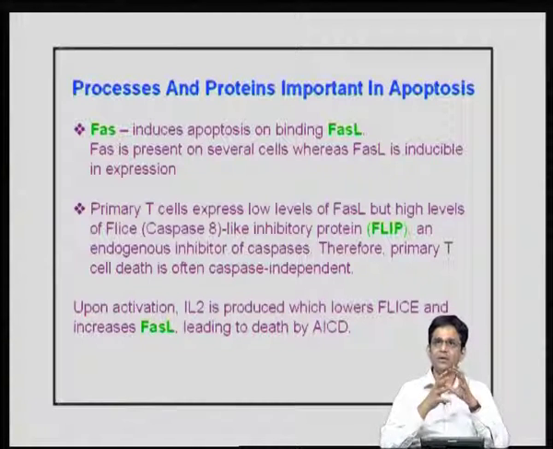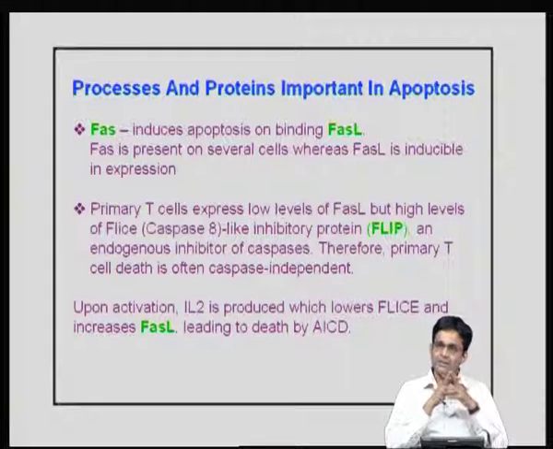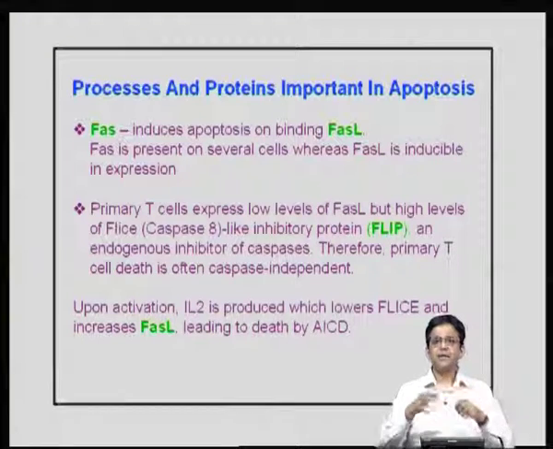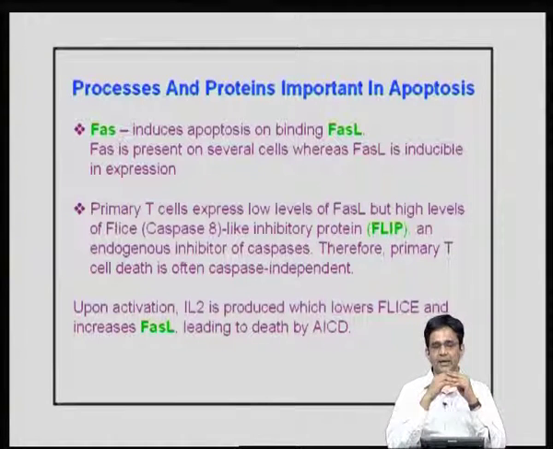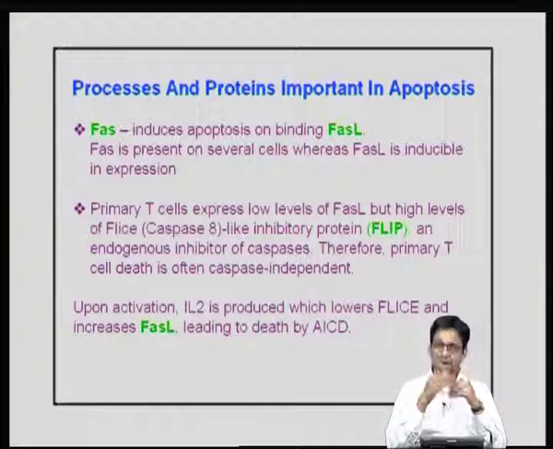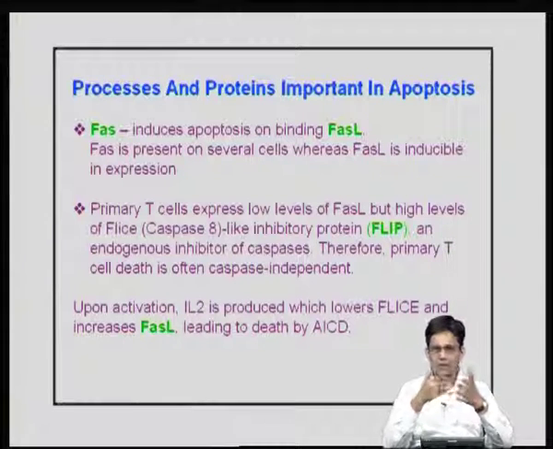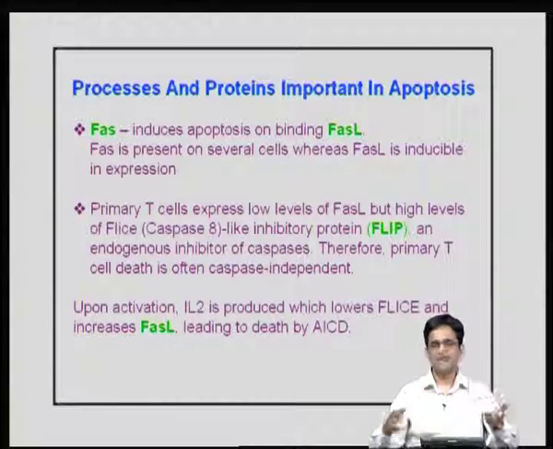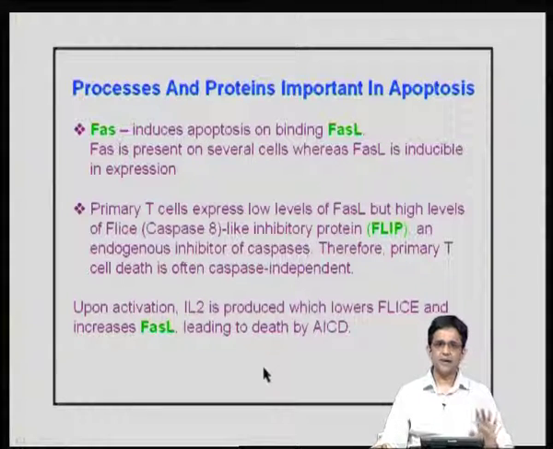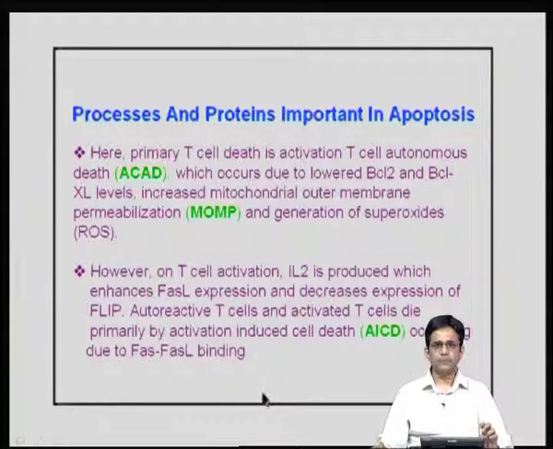So the initial primary T cells die in a caspase independent manner, whereas it's only the activated cells at a later stage that die by AICD, and that's because it takes time for the induction of FASL, and so you have now the interaction of FAS-FASL which results in this, and this is again something that is important.